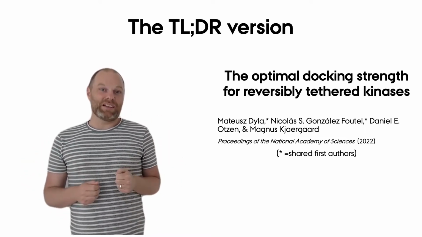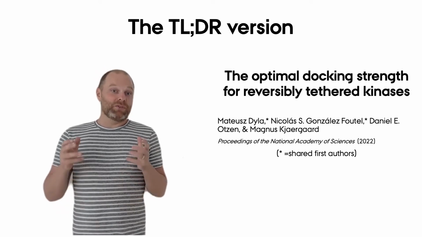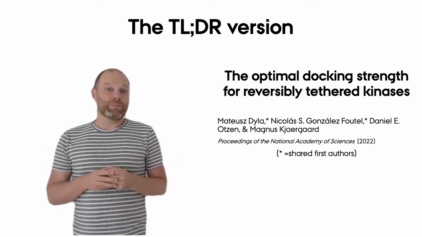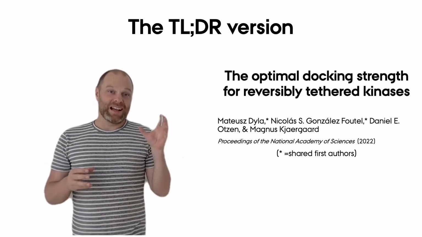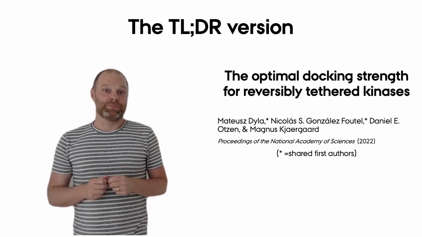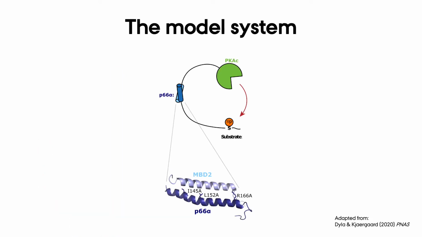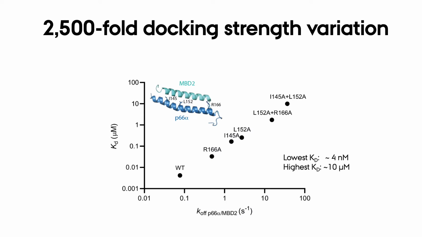This is the question we're asking in this paper, where we try to define the optimal docking interaction for a kinase domain tethered to its substrate. We use a model system consisting of a kinase domain tethered to its substrate via intrinsically disordered linkers and a coiled-coil interaction. This allows us to change the length of the linkers and the quality of the substrate independently. We tune the strength of the docking interaction through mutagenesis.